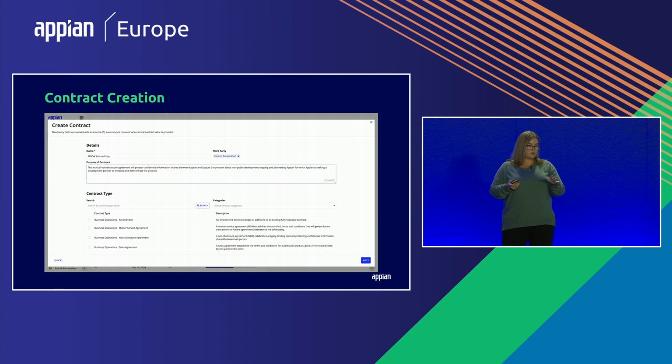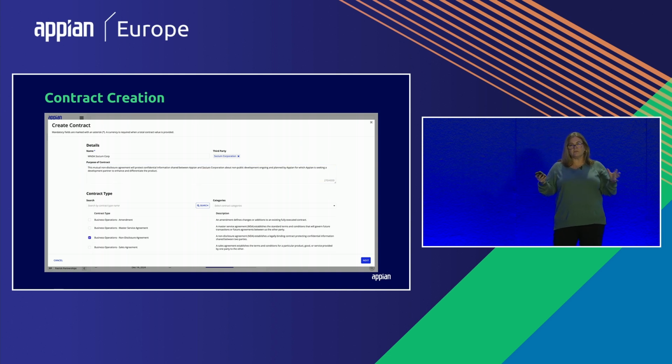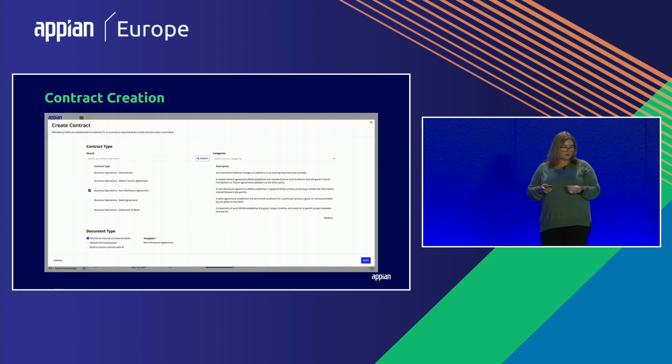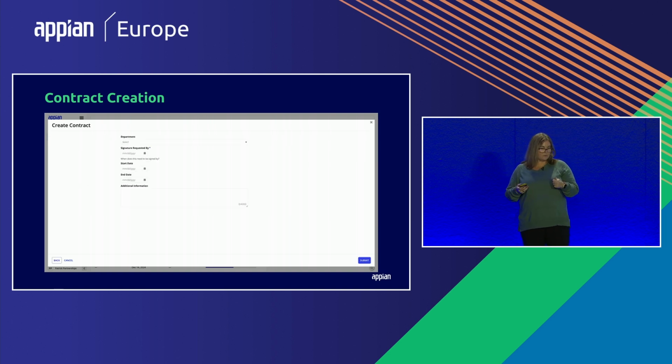But next, you're going to look at the contract types. These contract types are all the types that are configured inside of the system with a description to help guide your users. If I choose the non-disclosure agreement, I can then choose the type of document. Do I want to create it from a template, third party, or AI?